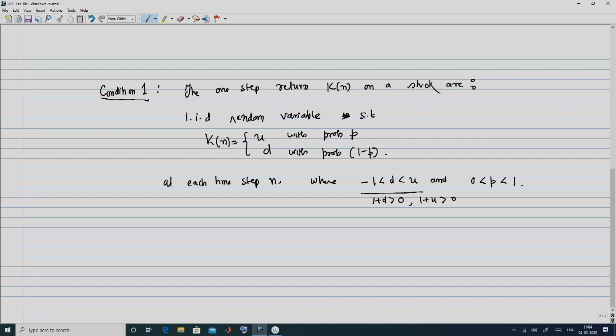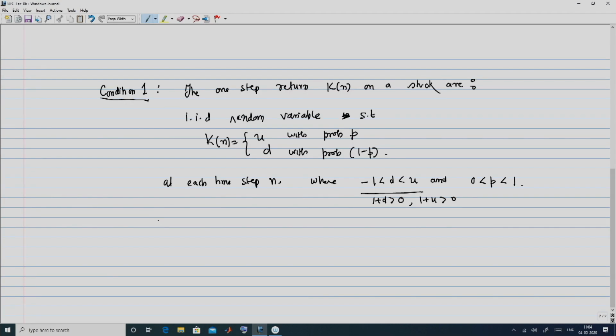And I need 0 strictly less than p less than 1, and the reason I cannot allow p to be equal to 0 or 1 is that if either p equals 0 or p equals 1, that means the return k of n is no longer going to be a random variable, and then it will become a certain return, and then it will start acting like a bond.